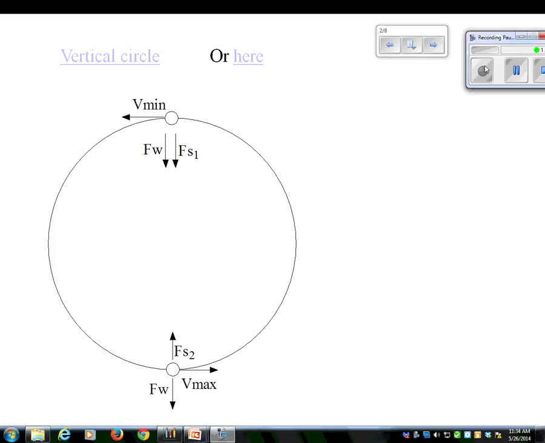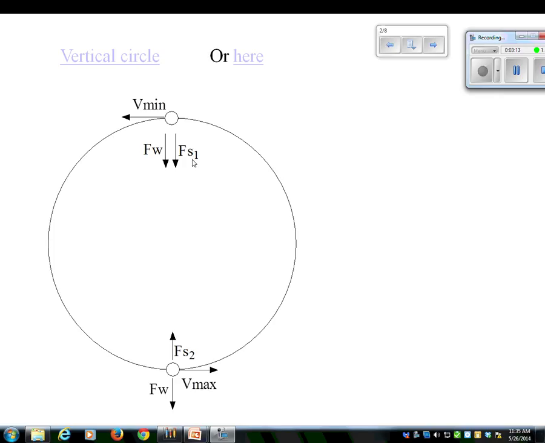You guys get the picture drawn? So what do you think all these various subscripts and markings mean? Vmin, obviously, I think means minimum velocity. Vmax is the maximum velocity. We know what FW means, right? Weight force. So we're talking about gravity there.